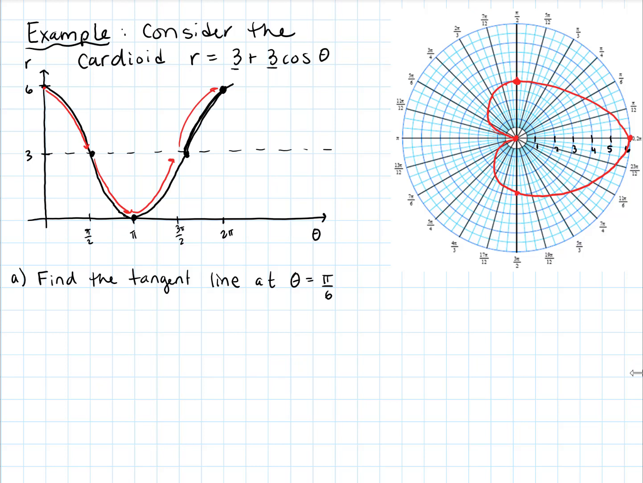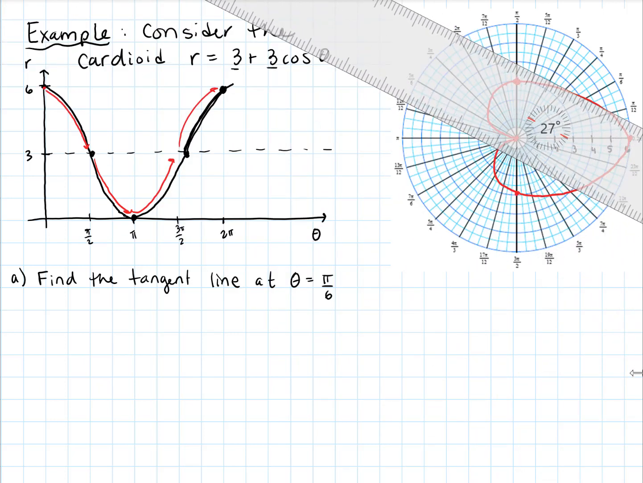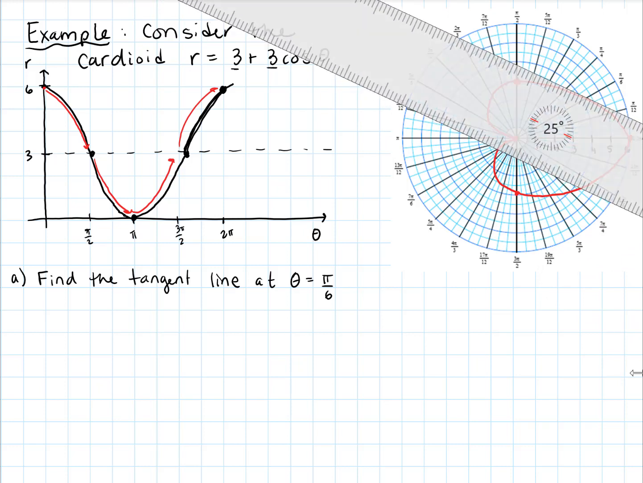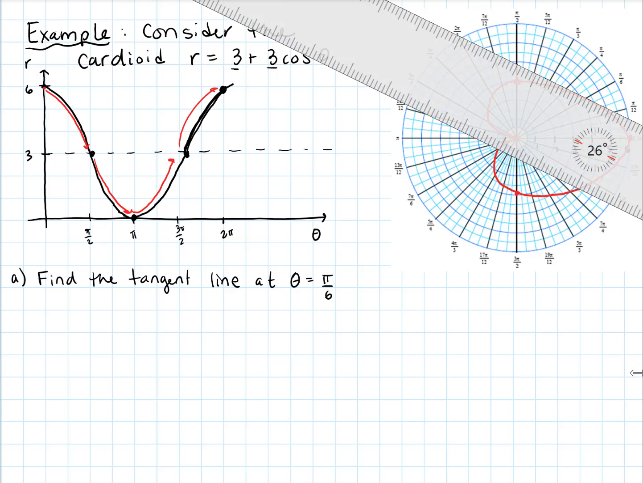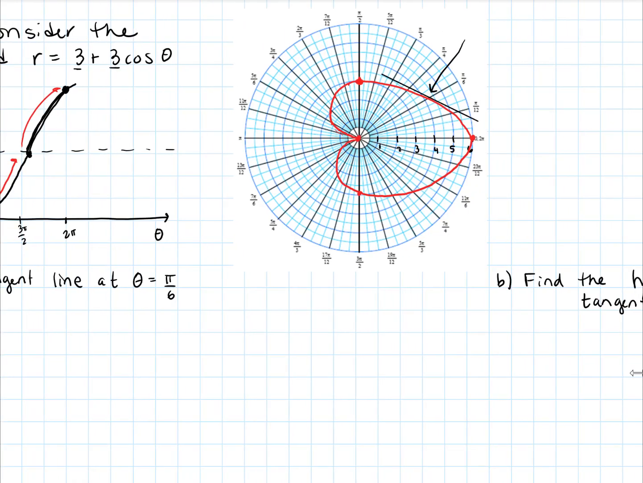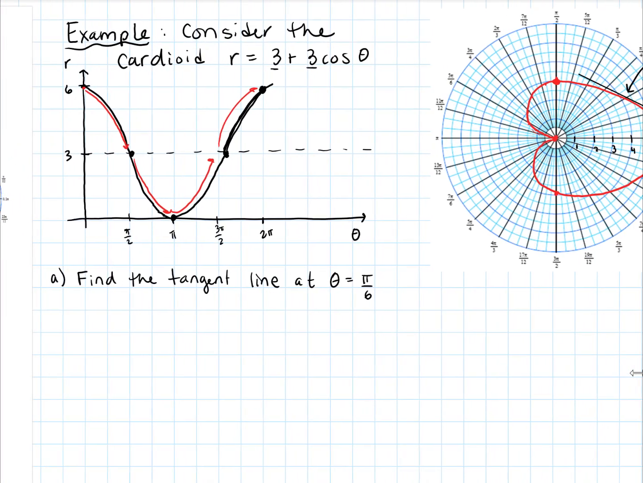And we're asked to find the tangent line at pi over 6. Based on my curve, it's going to be right in here. I don't know if I have the exact right rate on those, I just have the general graph here. But what we're trying to find is this tangent line right here. That's the tangent line we're actually looking for, at theta equals pi over 6.